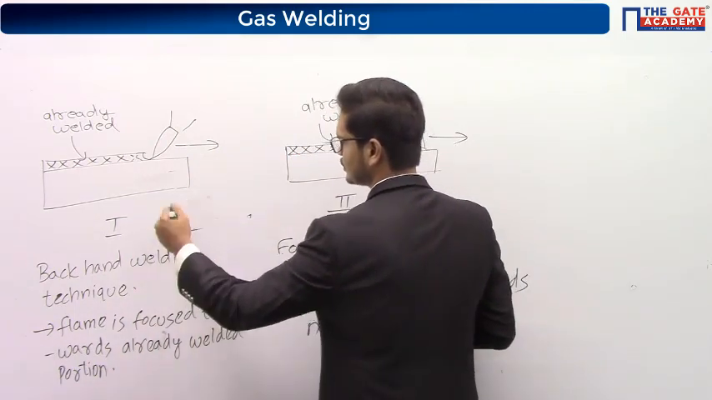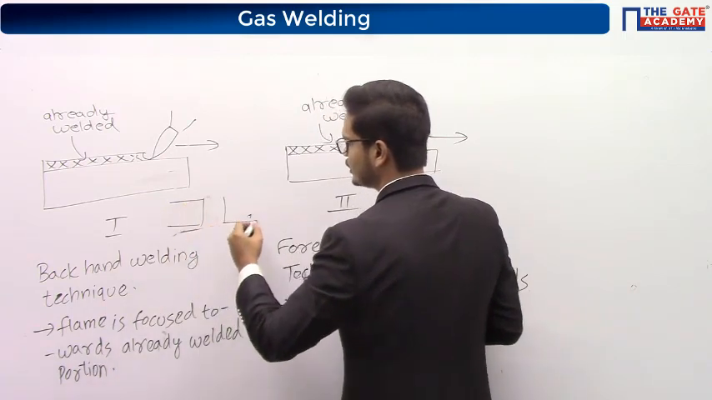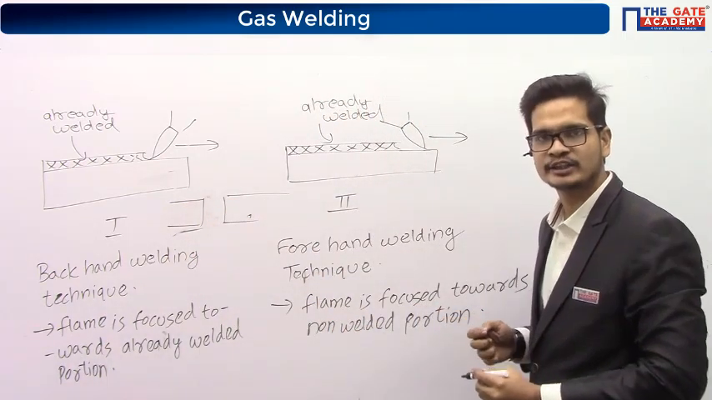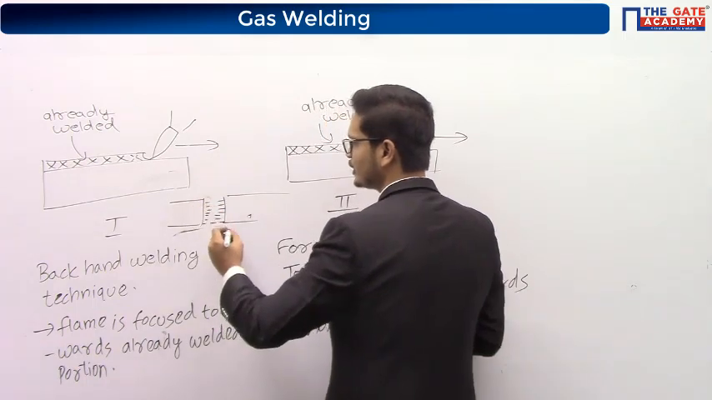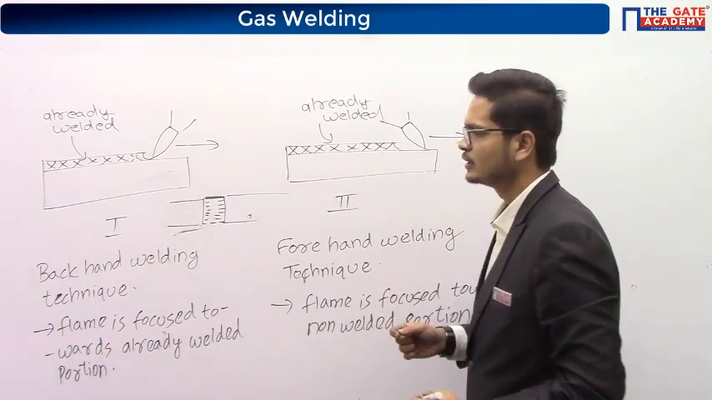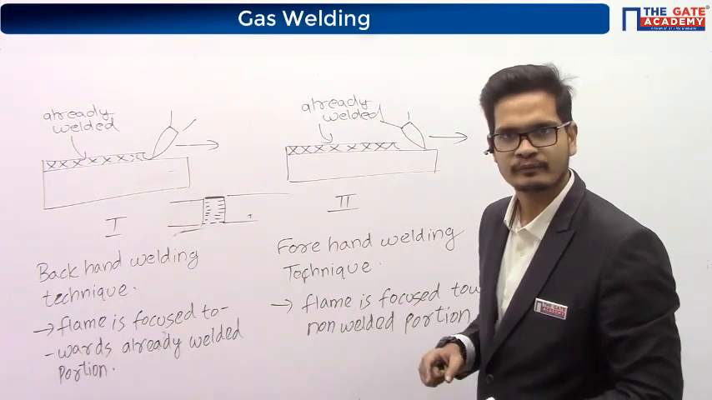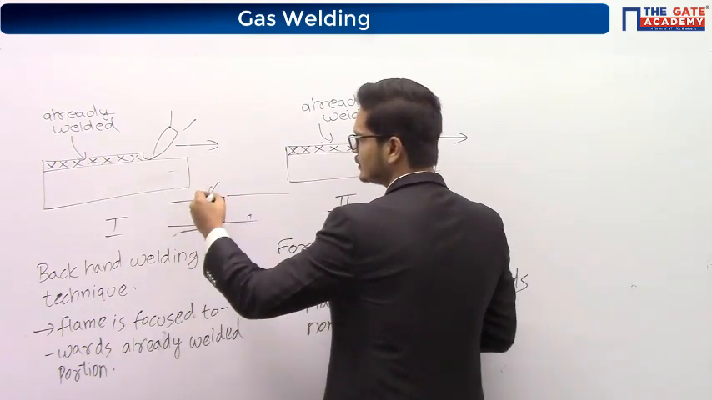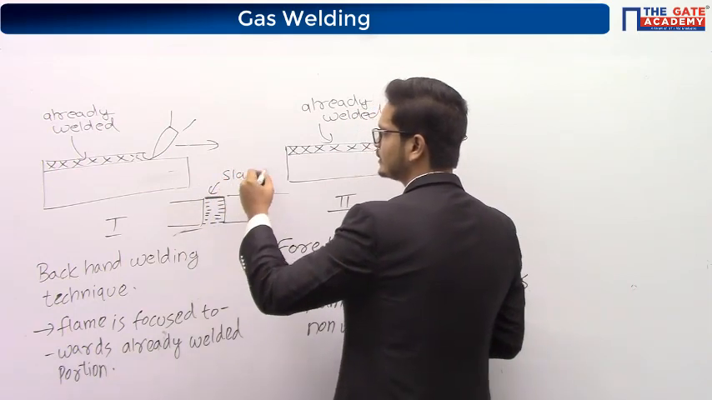Let's suppose this is the portion between two plates. This is the molten metal. On top of the molten metal, a layer will keep floating. This layer is called slag.